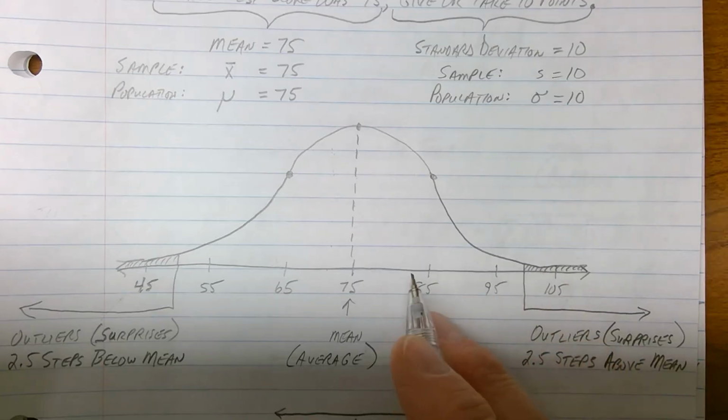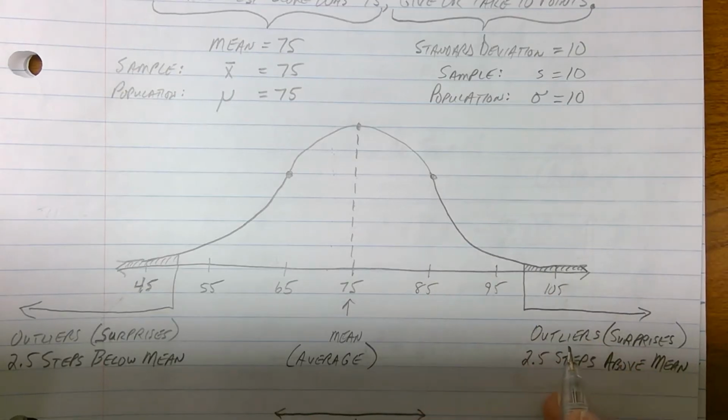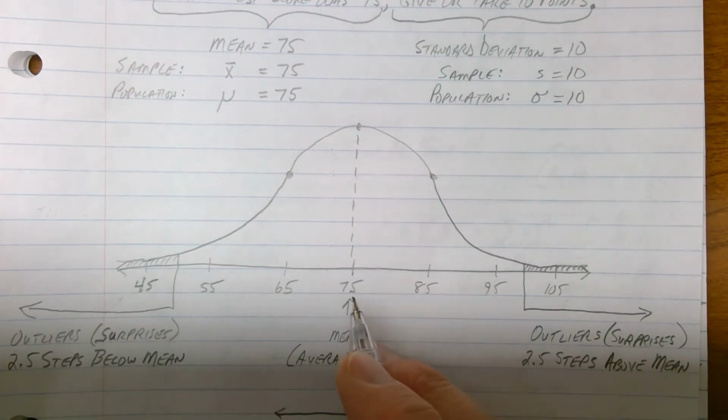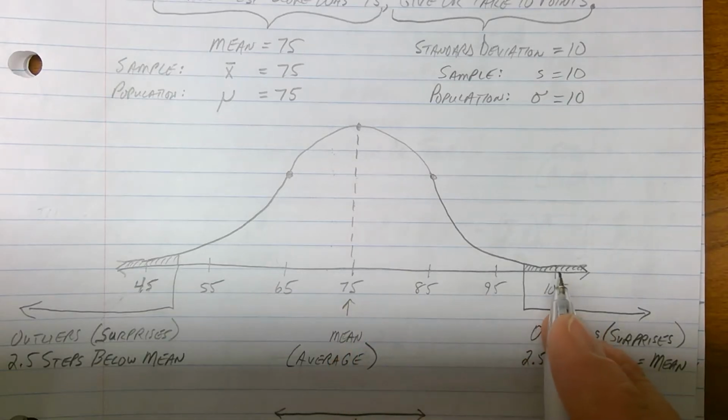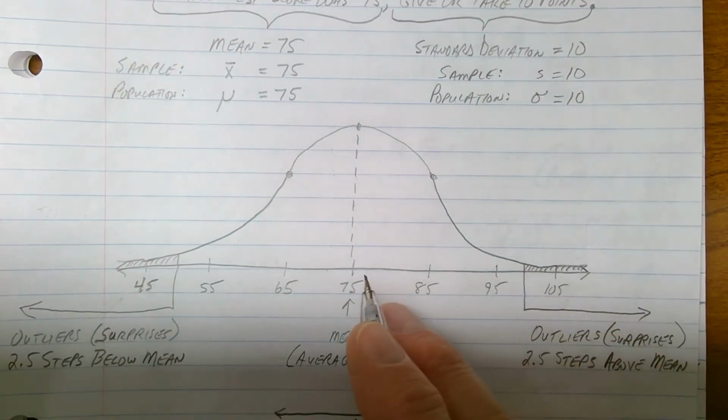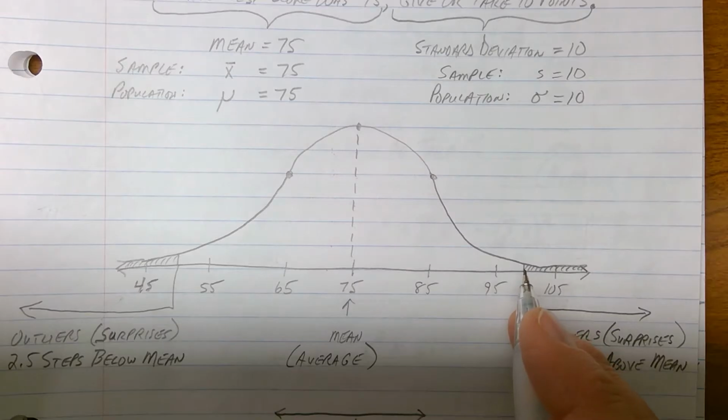And out here past 2.5 steps, we call that an outlier. Outliers are surprises. They're unusual. They're things we didn't expect. Maybe I thought my test was pretty hard and I didn't really expect anybody to make 100 on it. But maybe out here I had one person that aced it and got the extra credit bonus question, and maybe one person got 105%. Well, that's a surprise. That's unusual. We call that an outlier because it's lying out here to the right of 2.5 steps.